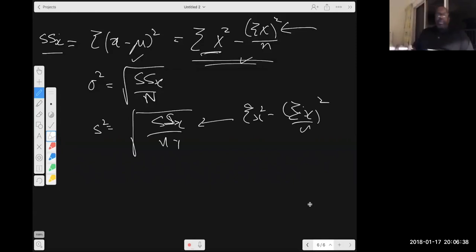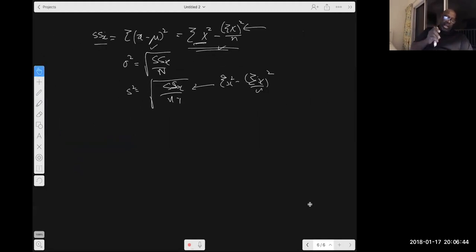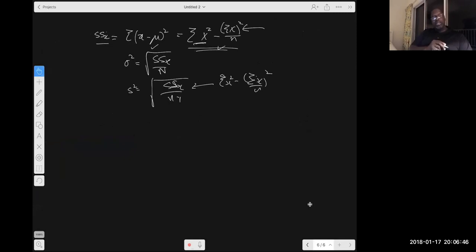Now, to apply it to our sample problem, let us calculate the sample variance and standard deviation, because I'm dealing with a sample. So let's do that.